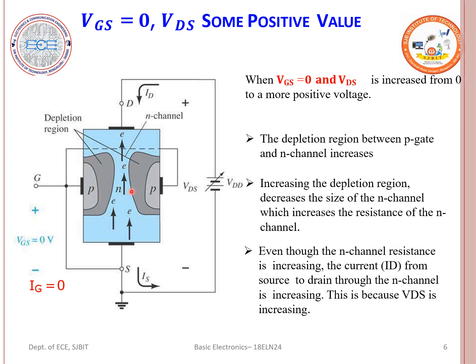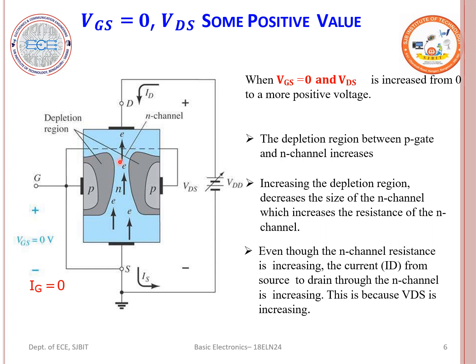Whenever the source and the gate are given to the negative terminal, I am indirectly connecting my p-type substrate to the negative terminal, which is nothing but my reverse bias condition. So always remember the gate-source voltage of the JFET should be reverse biased.